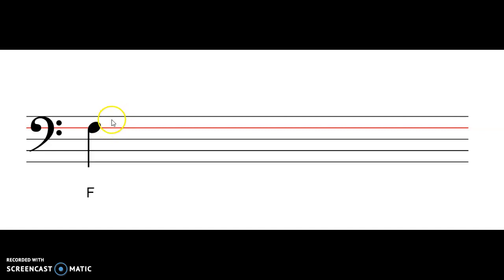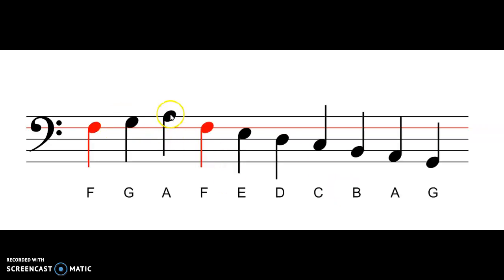Obviously we have our space next. So what comes after F? If you said G, you are correct. And then A. And then we would want to know what comes before F, which is E. What comes before that is D, C, B, A, G.